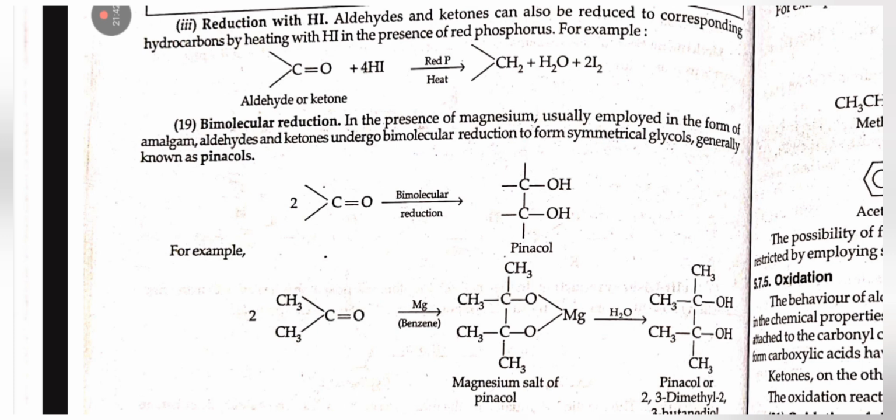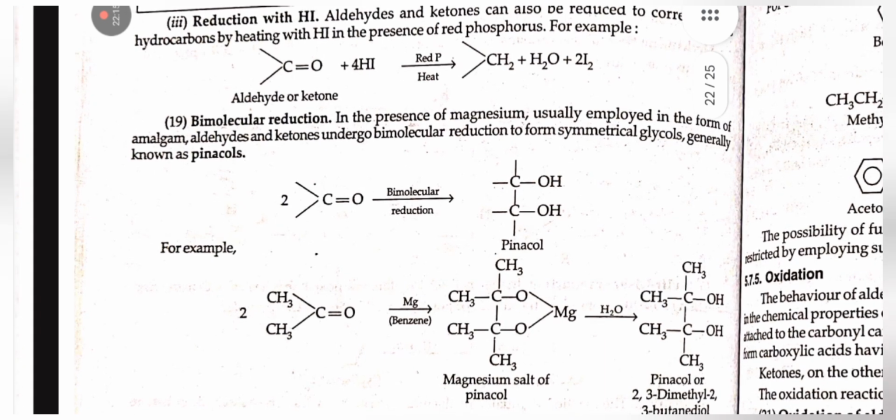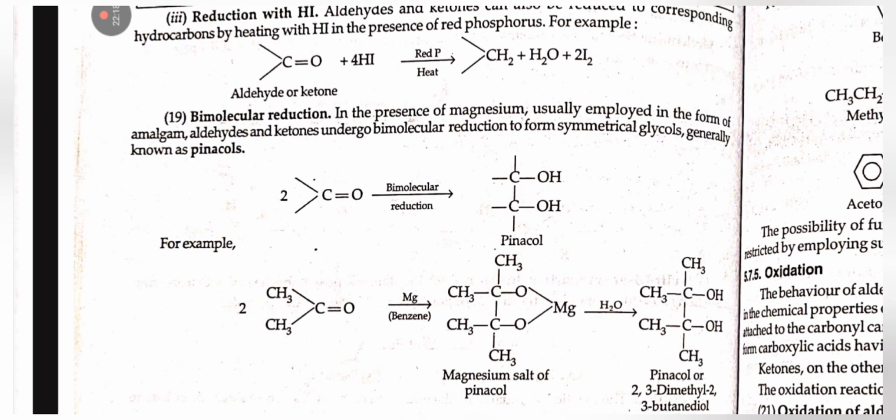Bimolecular reduction. In the presence of magnesium, usually employed in the form of amalgam, aldehydes and ketones undergo bimolecular reduction to form symmetrical glycol, generally known as pinacol. For example, CH3-C(=O)-CH3 on reaction with Mg in benzene will give the magnesium salt of pinacol. On reaction with H2O it will give pinacol, or 2,3-dimethyl-2,3-butanediol.